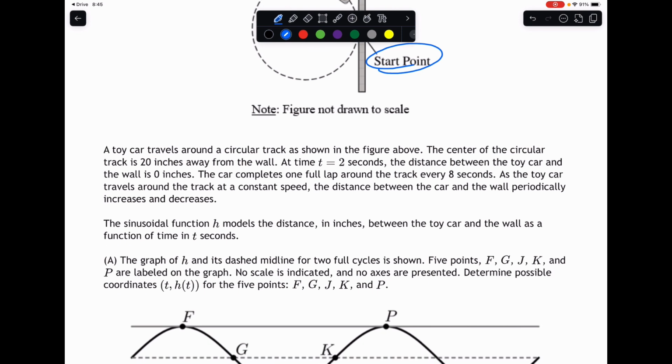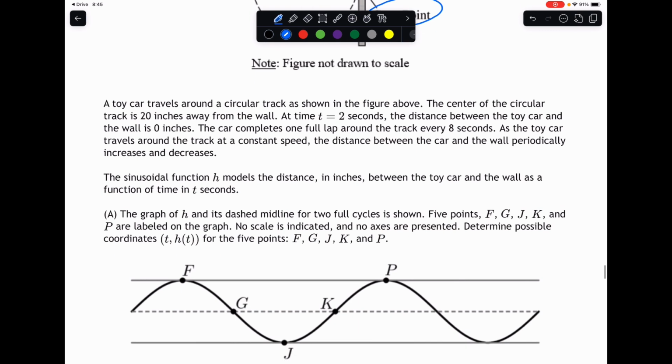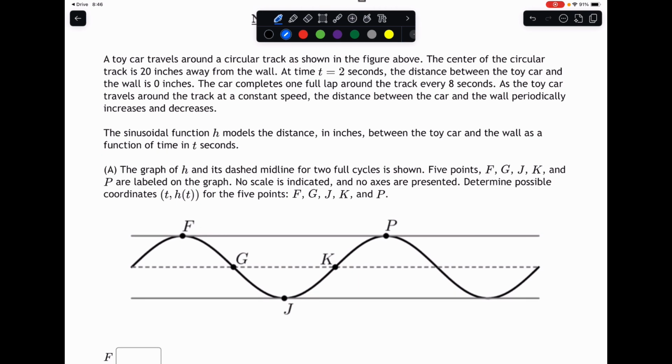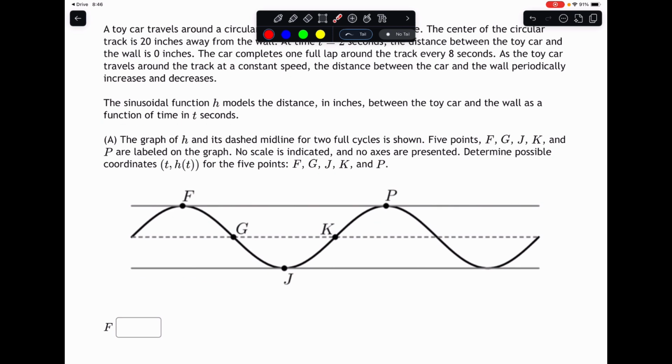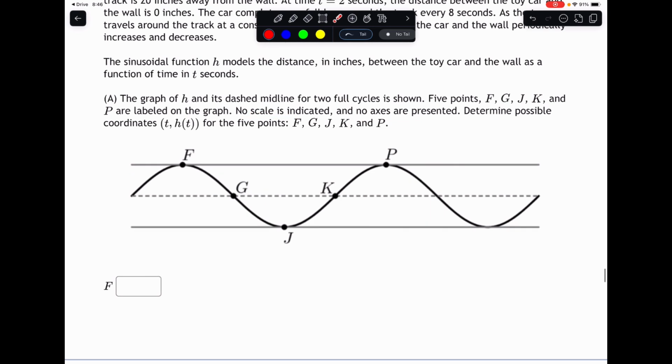Now the sinusoidal function h models the distance in inches between the toy car and the wall as a function of time in seconds. So our x values, or horizontal axis, is going to be time, and our vertical axis is going to be distance in inches. Now the graph of h and its dashed midline for 2 full cycles is shown. F, G, J, K, and again P are labeled. No scale is indicated, no axes are present. Determine again the coordinates t and h of t for these 5 points.